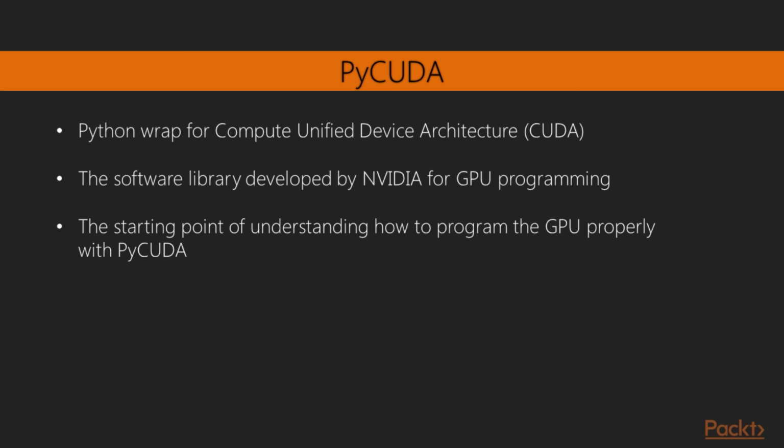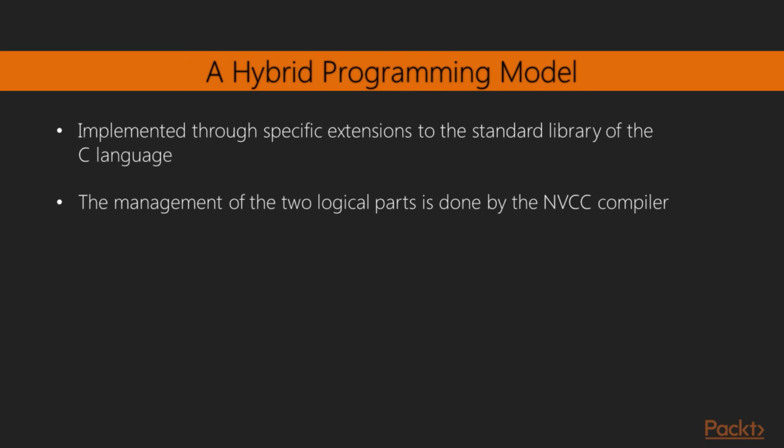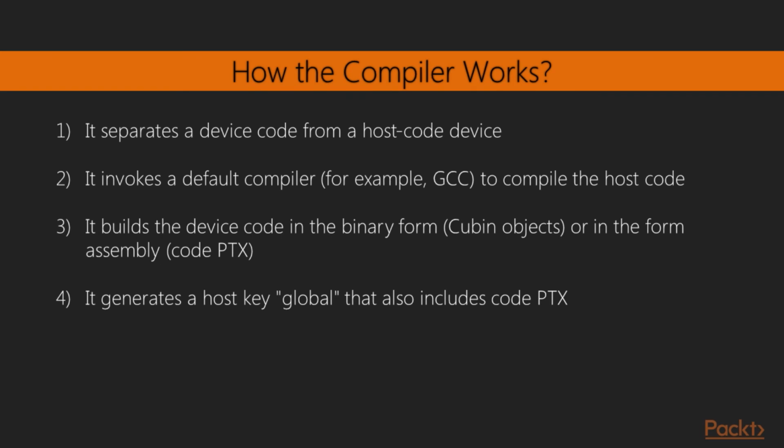Let's take a look at a hybrid programming model. The hybrid programming model of CUDA and consequently of PyCUDA, which is a Python wrapper, is implemented through specific extensions to the standard library of the C language. These extensions have been created whenever possible syntactically like the function calls in the standard C library. This allows a relatively simple approach to a hybrid programming model that includes the host and device code. The management of the two logical parts is done by the NVCC compiler. Here's a brief description of how this compiler works. 1. It separates the device code from the host code. 2. It invokes a default compiler, for example GCC, to compile the host code. 3.